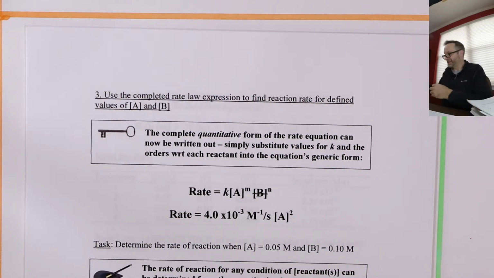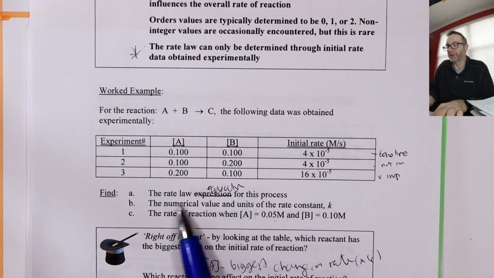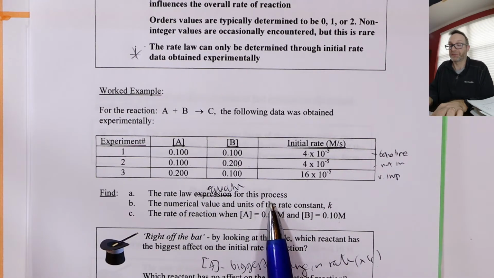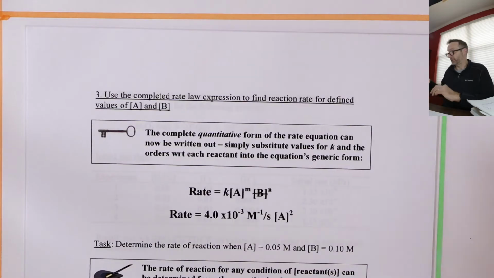So if we go back to our question, all the way back when, let's double check what we got. We've got the rate law equation with numbers now, because we have a number for K and its units. So we can use the quantitative version of the rate law and find, when A is 0.05 and B is 0.1, what's the speed?